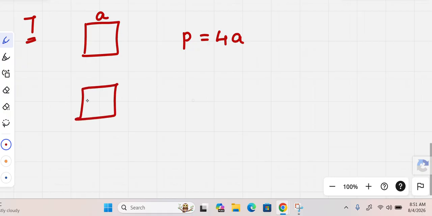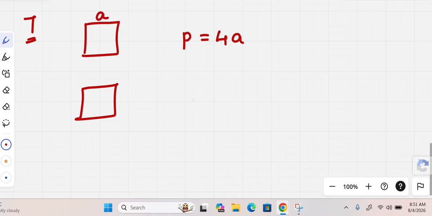The side of a square is increased by 50%. Find the percentage increase in its perimeter. So if this is my square and the side is A, the perimeter of the square is 4A. Is that correct? Now they're saying the side of the square is increased by 50%. So what will happen?